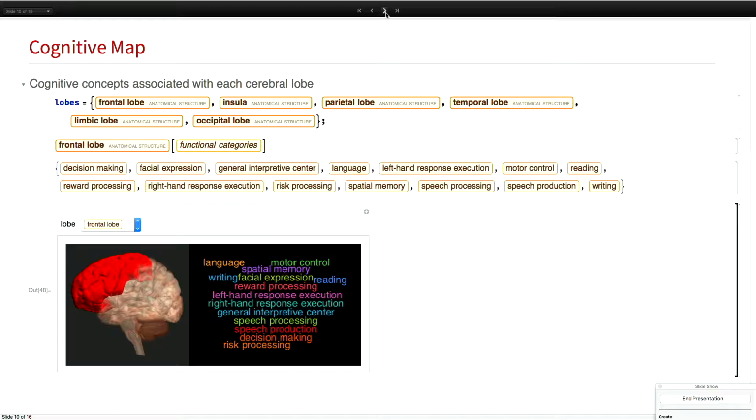But we can also relate this to structural parts of the brain. For example, we can find cognitive concepts associated with each cerebral lobe of the brain, and create a simple map like this. For example, the frontal lobe functions in motor control, decision making, and so on. But this is just an abstract representation of brain function. Now we can take a look at more detailed brain activities.